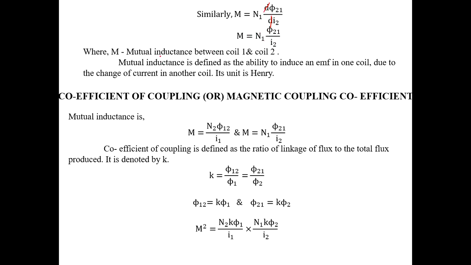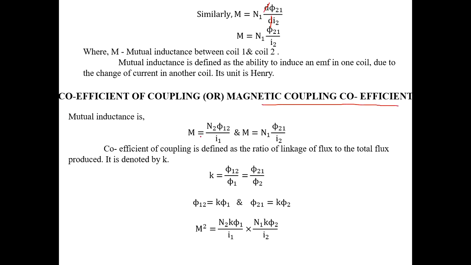M is the mutual inductance between coil 1 and coil 2. Mutual inductance is defined as the ability to induce an EMF in one coil due to the change of current in another coil. Its unit is Henry. Next is the coefficient of coupling, which is also called the magnetic coupling coefficient.